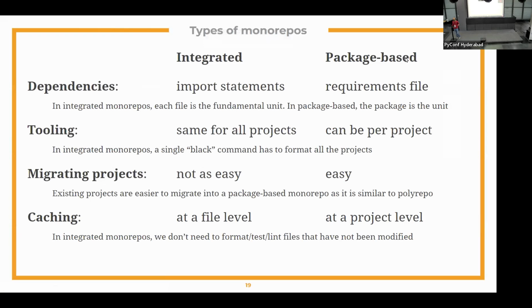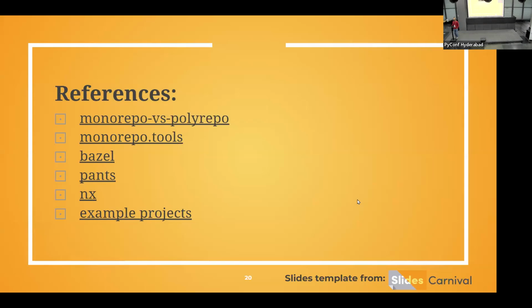Yeah, so just recapping, dependencies are at an import statement level. Over in package based, it is at a requirements file level. The tooling like Flake8 and so on has to be the same for all projects, but here you can use different Flake8 or Black or something for different packages. Migrating projects is not as easy in integrated because it is a very different structure that you need to work with for your dependency management and so on. And caching is at a file level, and over here it is at a project level. Right. That's about it for this talk.